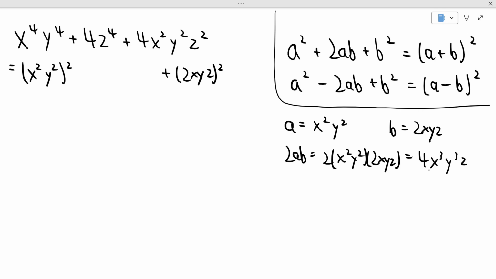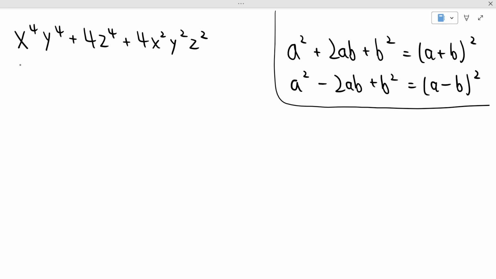So if we look at this term and compare that with our remaining term, 4z to the fourth, we'll see that they don't match. So this means we can't use our perfect squares formula with our chosen values of a and b. But we'll see that if we choose different values for a and b, we can actually use the perfect squares formula and rewrite this in the perfect square form. So what we actually should have done was set the first and second terms, x to the fourth y to the fourth, and 4z to the fourth, as our square terms.